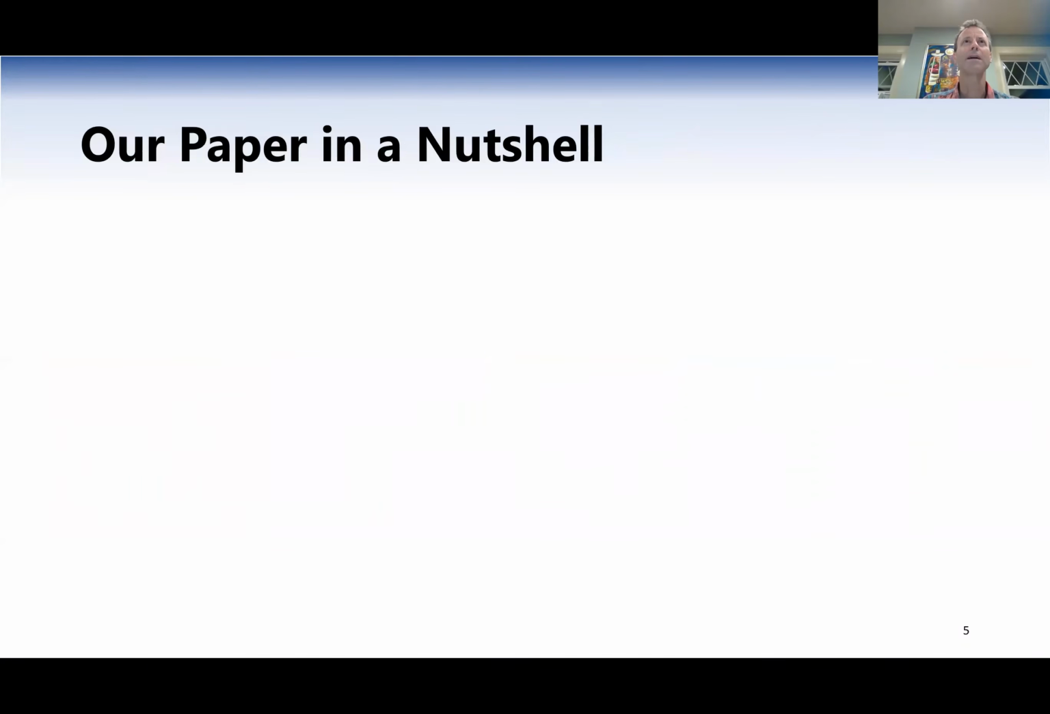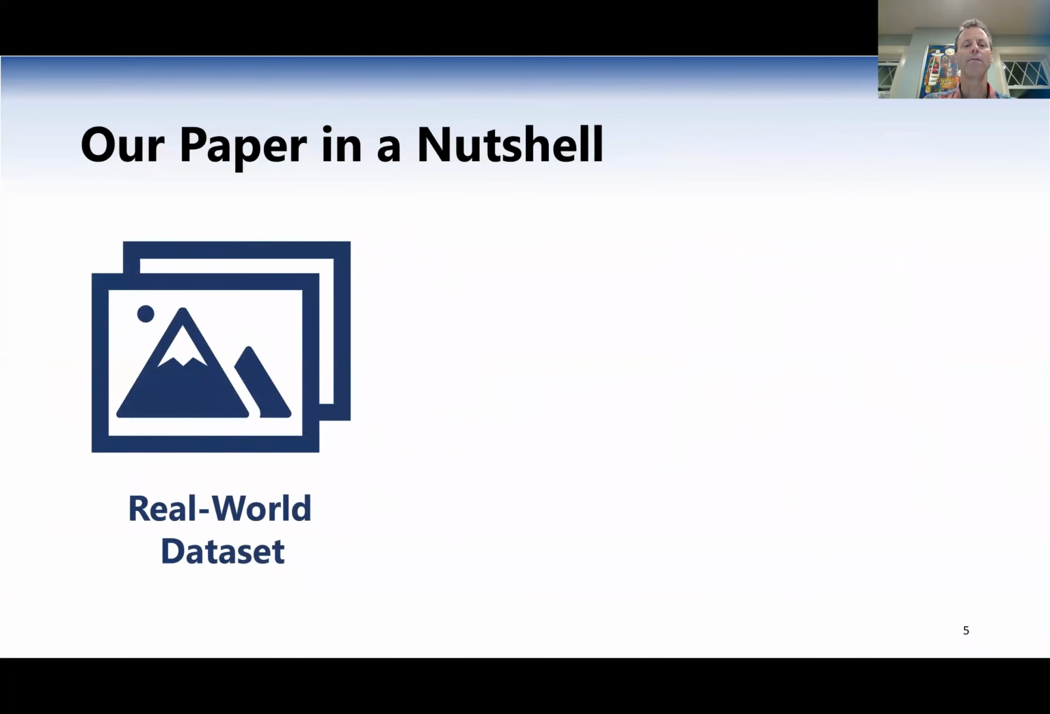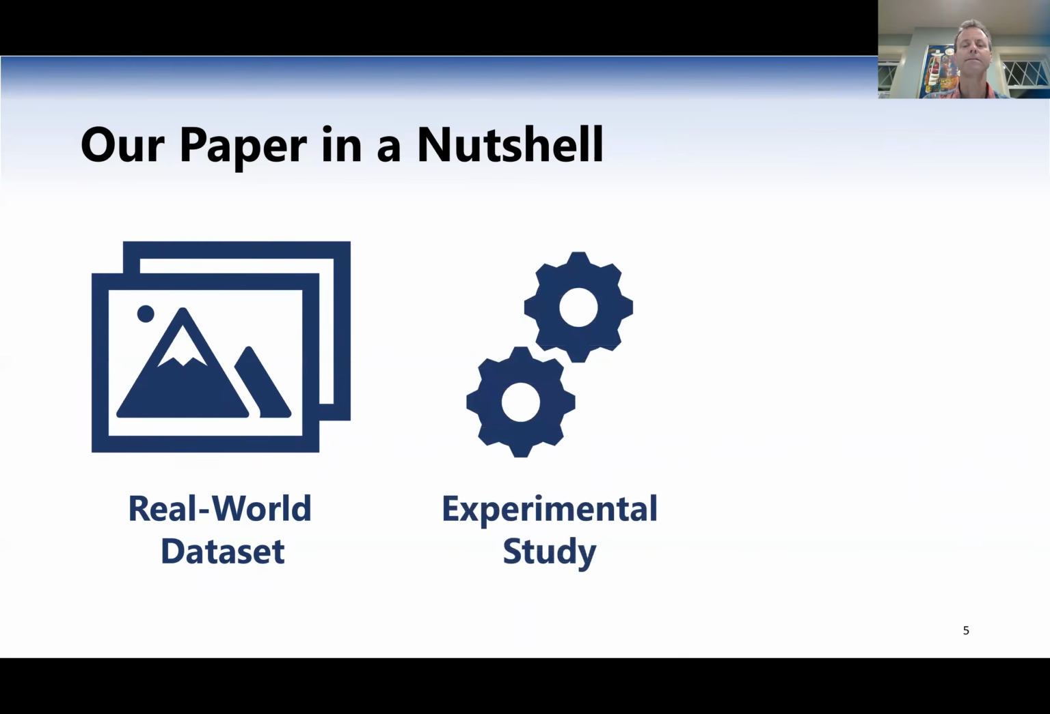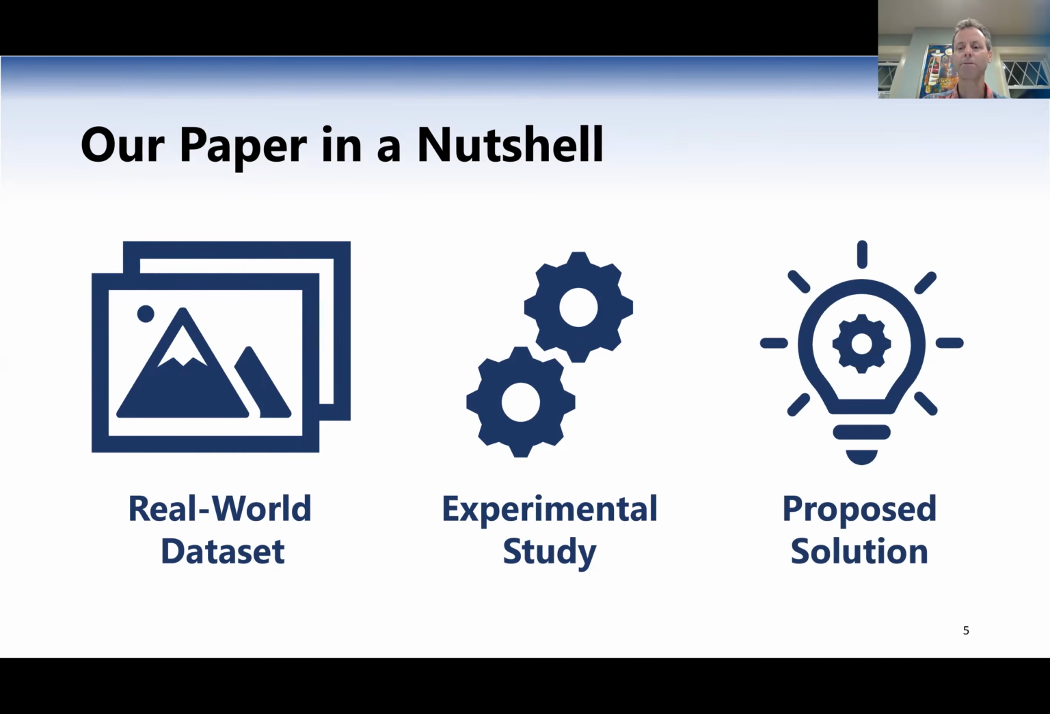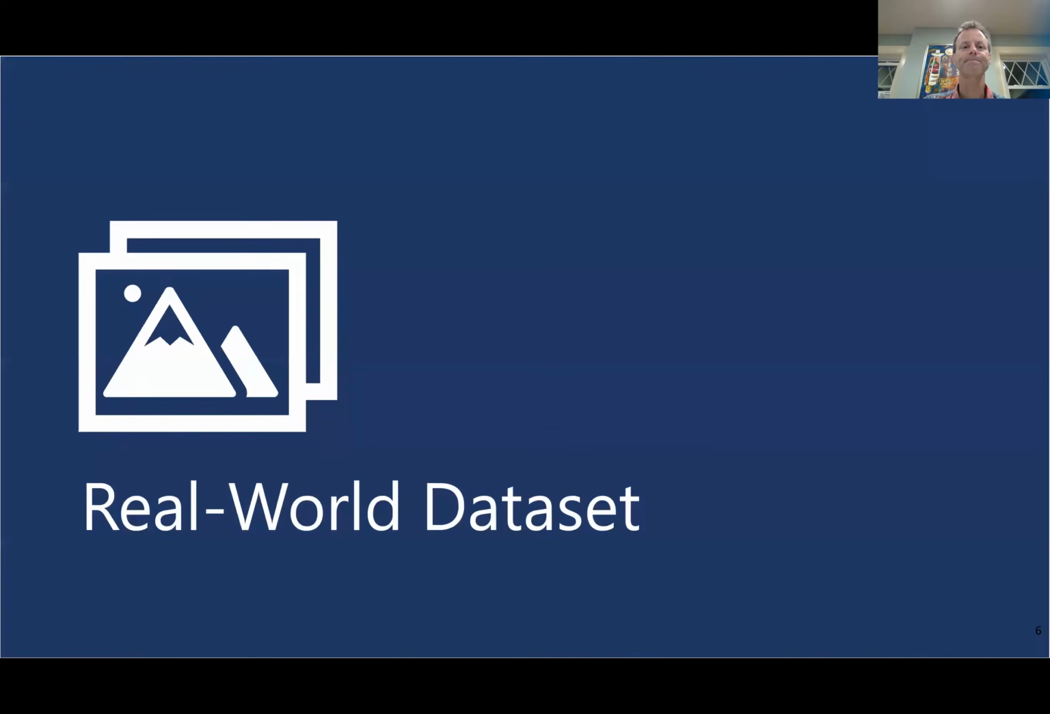So in a nutshell, our contribution to the study of non-IID data in decentralized learning is threefold. First, we have curated a real-world data set that does exhibit the label skew that we're interested in studying. Second, we've performed an experimental study on our real-world and a bunch of synthetic data sets to show the extent of the problem and the challenge with non-IID data. And finally, we've presented some initial solutions to help with some of these challenges.